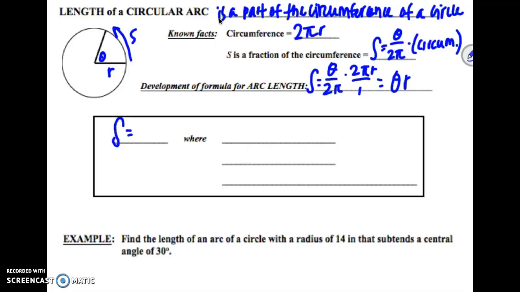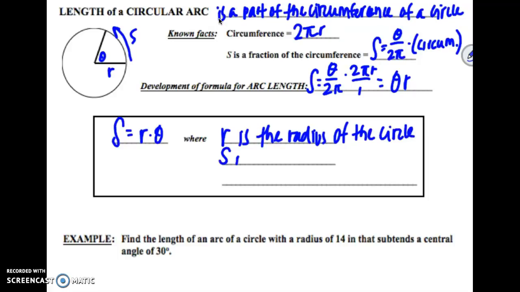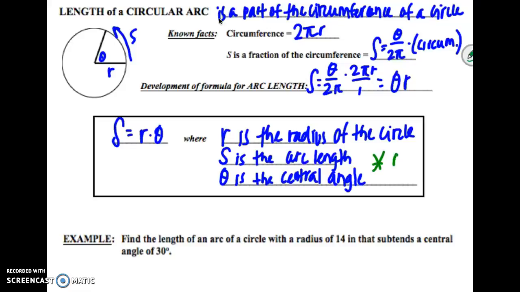So our formula: s equals r times theta, where r is the radius of the circle, s is the arc length, and theta is the central angle. It's important to note that theta is always in radians.